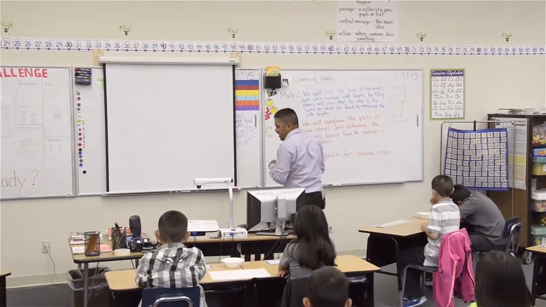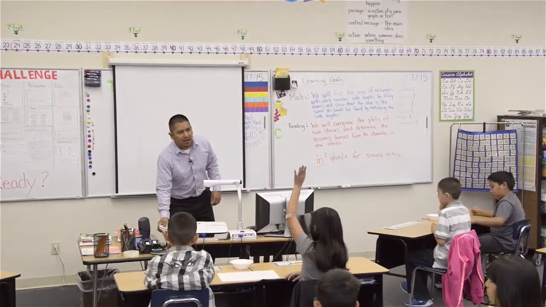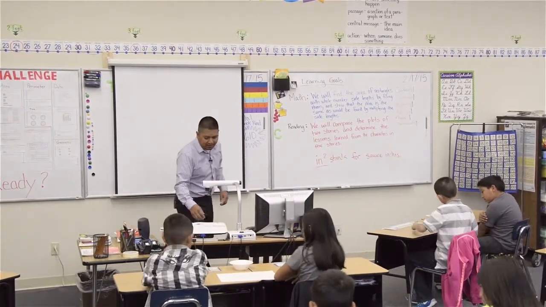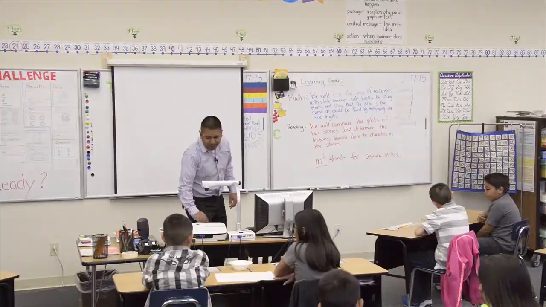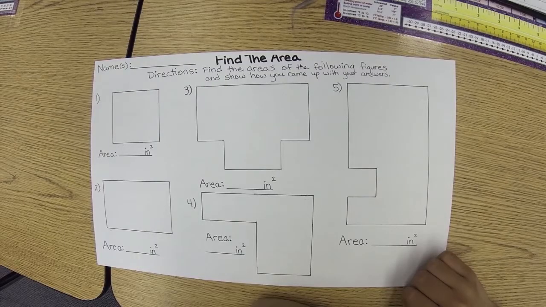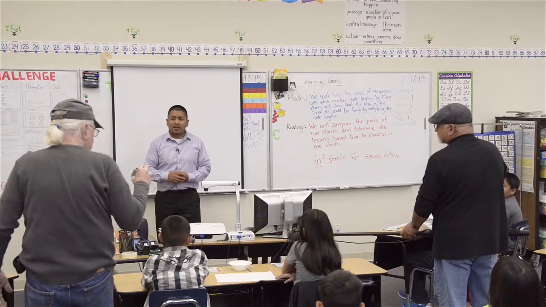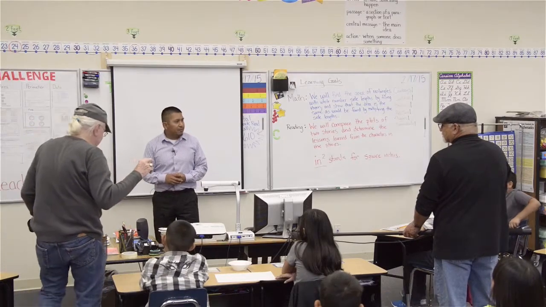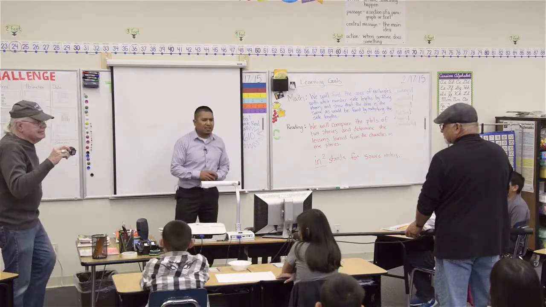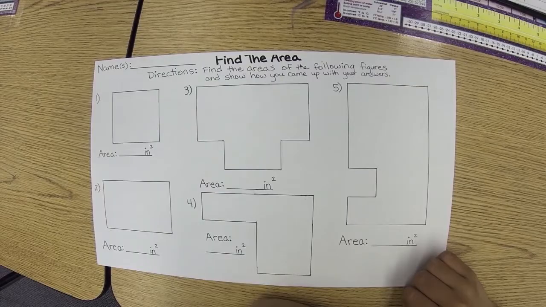Okay, can I have somebody read the directions for me? Aaliyah, loud and clear. Find the areas of the following figures and show how you came up with your answers. Okay, so you're going to find the area of those following figures. How many figures do you see on this page? 5. There's 5 figures on this page.